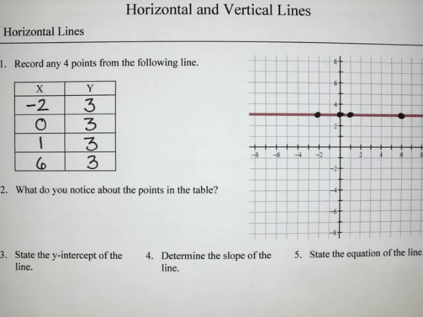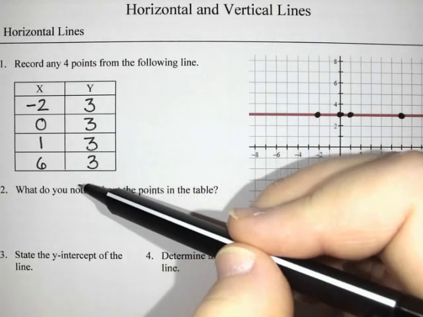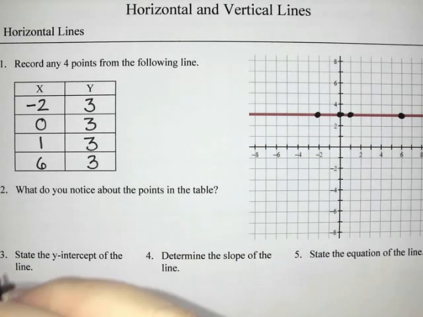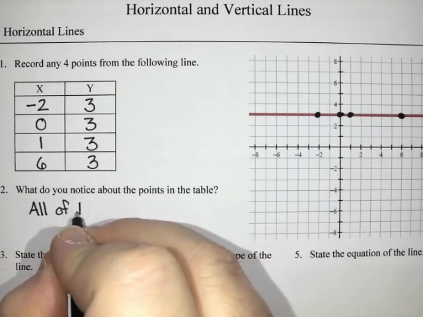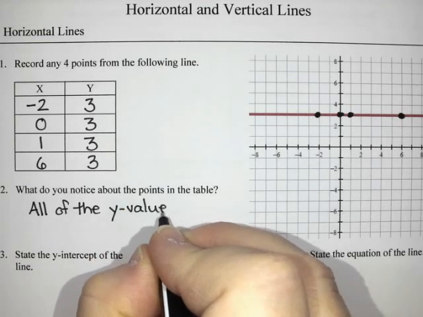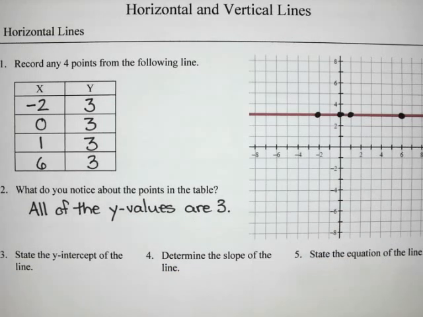Okay, so the question says next, what do you notice about the points in the table? I'm going to give you a second to think about that. All right, I'm not sure what you noticed, but I noticed that all of the y values are exactly the same. They are all the number 3. So I'm going to write down all of the y values are 3. You could also say all of the y values are the same.